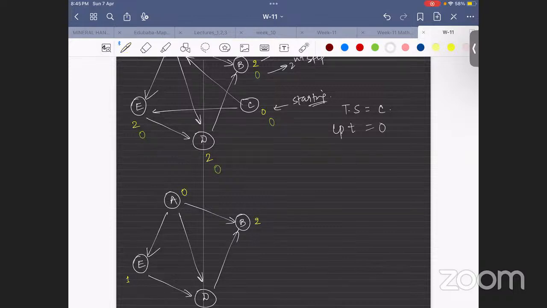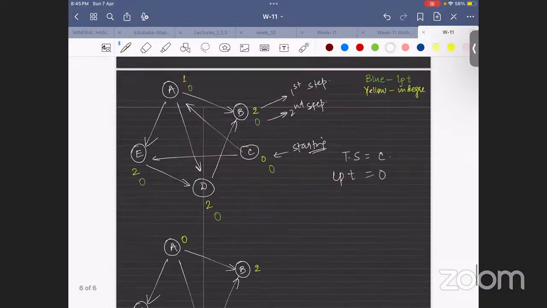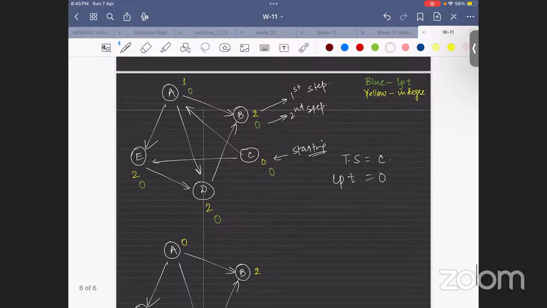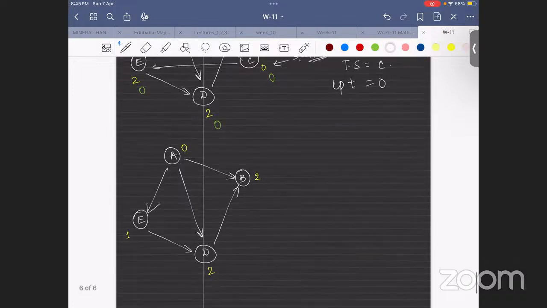Because it was 0, right? In the starting, it was 0. Now you can see that also, if you have to reach C, how will you reach? If you are starting from C itself, what's the longest path? It's 0 only, correct? Now the next part is, you are updating the value.